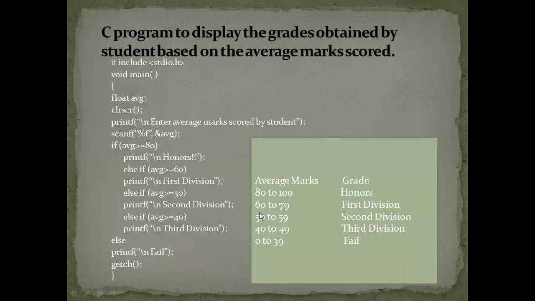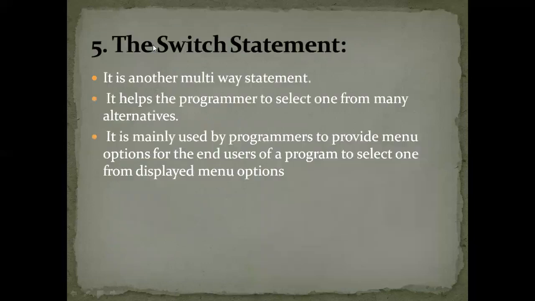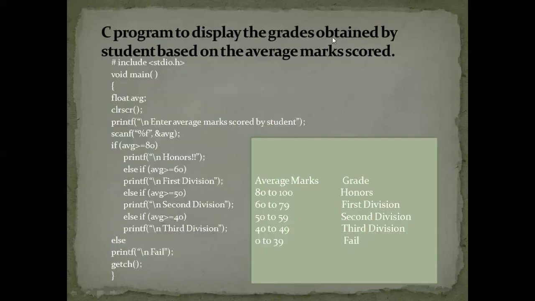We'll see one example on this. This is a simple example: a C program to display the grades obtained by a student based on the average mark scored. First, try to understand, based on the given data, how we are supposed to write the program. They have given the grades obtained by the student based on the average marks scored. So just look at the output first. This is the marks and this is the grade which you have assigned.